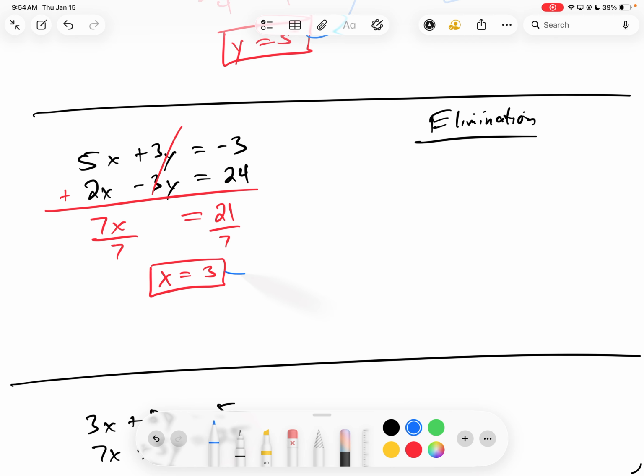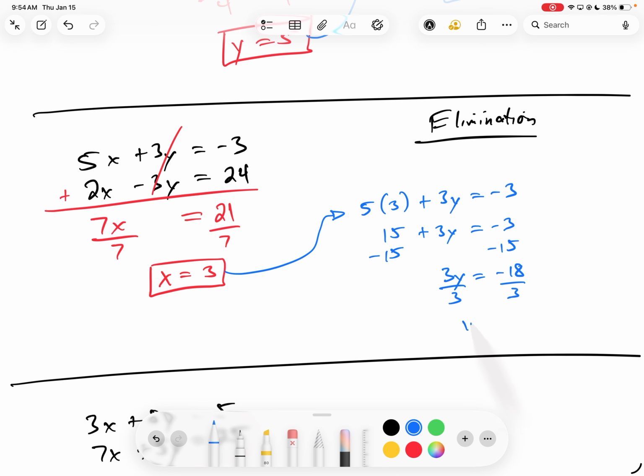And like before, once you get one answer, you plug it back in. It does not matter which one you plug it into. I think I'm going to plug it into the top one. 3 in for x. We got to solve for y. So that's 15 plus 3y equals negative 3. Subtract 15 from both sides. And 3y equals negative 18. Divide by 3 is -6. So these intersect at the point 3, -6.